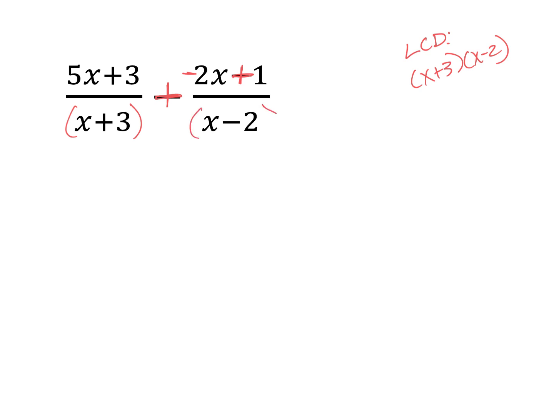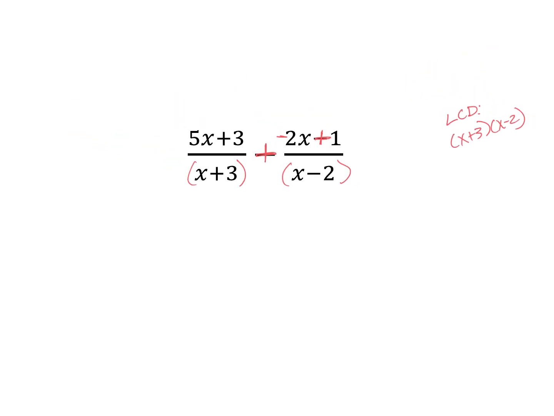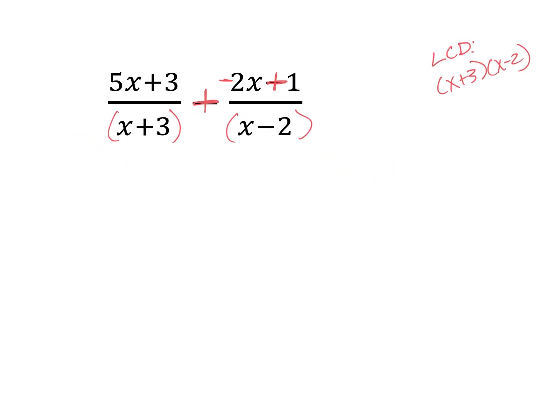Yep. Okay. So, for this first fraction, what does it need in its denominator that it doesn't currently have? The x minus 2. So I'm going to multiply the bottom by x minus 2. Can I just multiply the bottom by x minus 2? No, because whatever you do to the bottom, you have to do to the top. What about the second fraction? You have to multiply it by x plus 3, numerator and denominator.